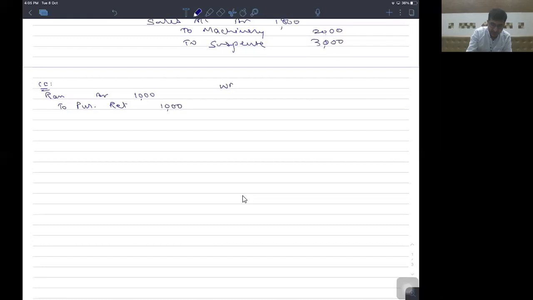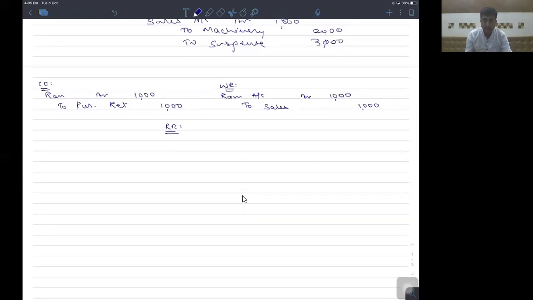My wrong entry is Ram account debit 1,000 to sales 1,000, and therefore my rectifying entry will be. Now राम के अकाउंट को डेबिट करना था, डेबिट किया. राम के अकाउंट में कोई फर्क नहीं है, फर्क सिर्फ सेल्स और परचेज रिटर्न में है.